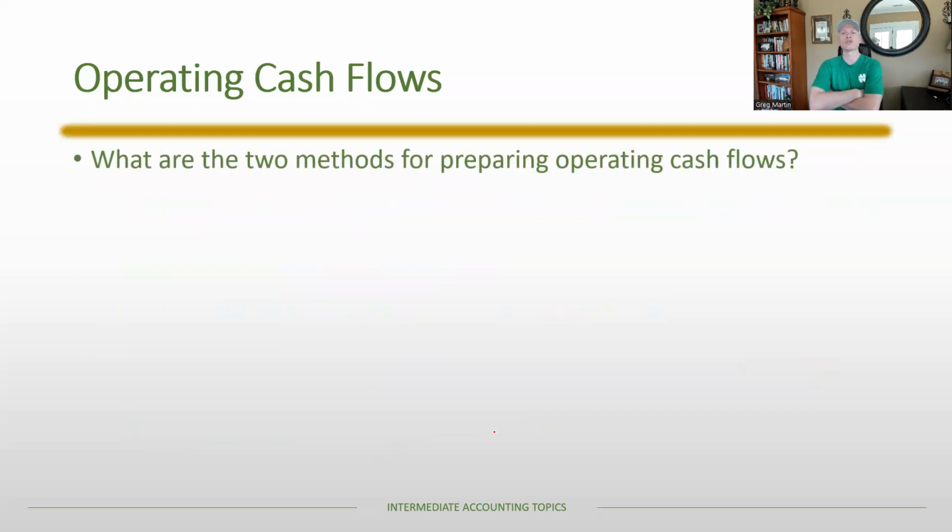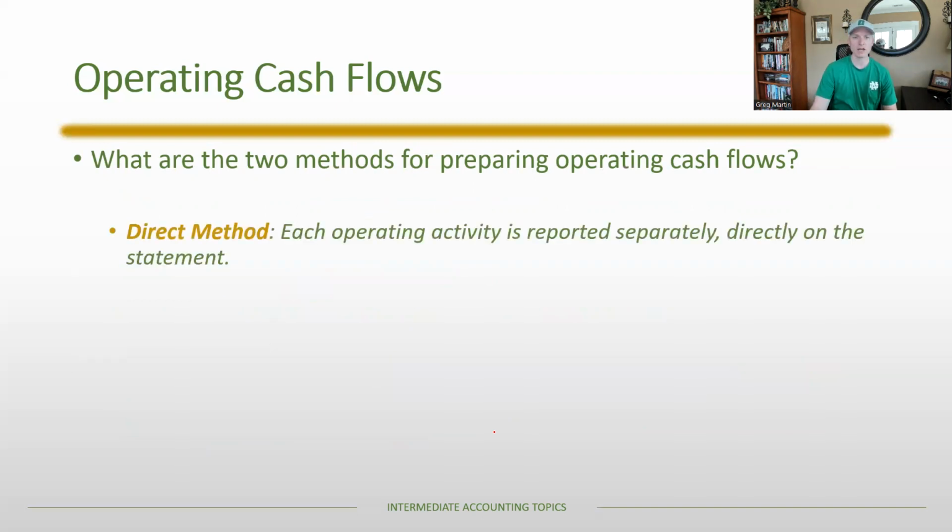All right, so what are the two methods for preparing the operating cash flows section? The direct method. With the direct method, you list every single item separately. Receipts from customers, payments to suppliers, payments of interest, it's all listed.